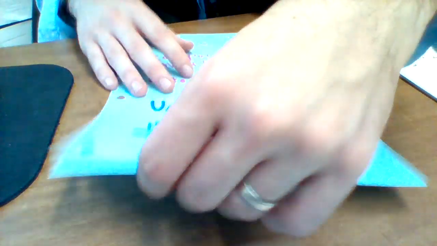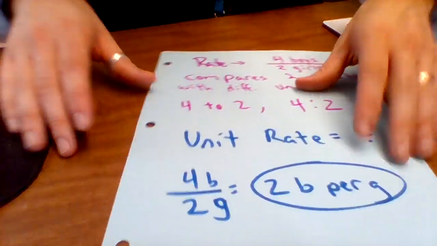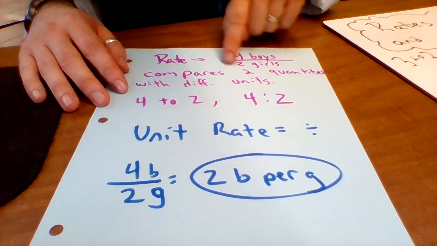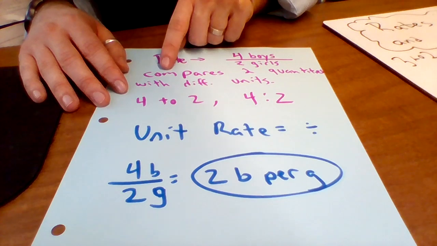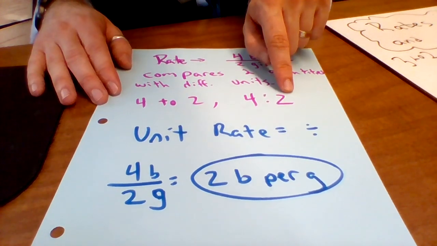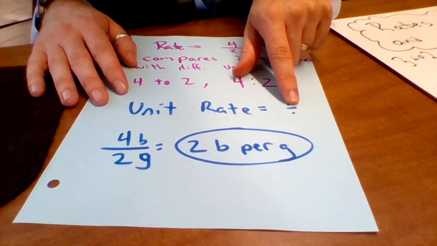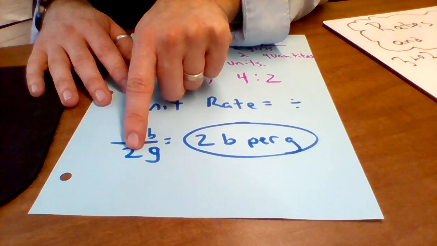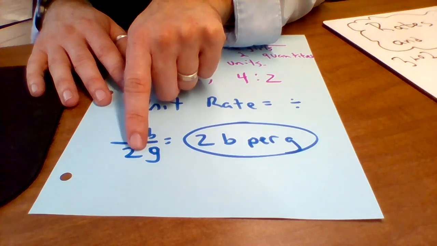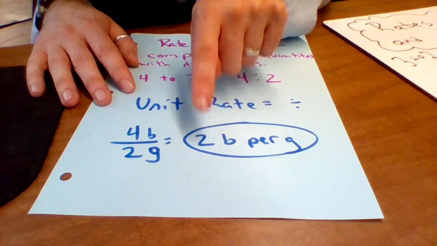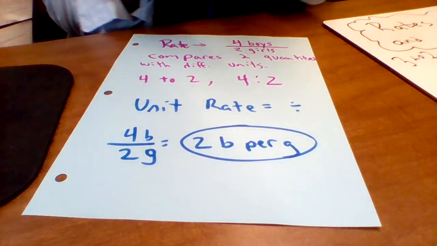So as I said, a unit rate always has a 1 on the bottom, and a rate just compares. So if we had 4 boys to 2 girls, it compares two quantities with different units. So 4 to 2 or 4:2. Now the unit rate means that we divide. So we have 4 boys over 2 girls. Well, we're going to divide those because we eventually need to get a 1 on the bottom. And to get a 1 on the bottom, we're going to divide 4 divided by 2, and you're going to get 2 boys per girl.